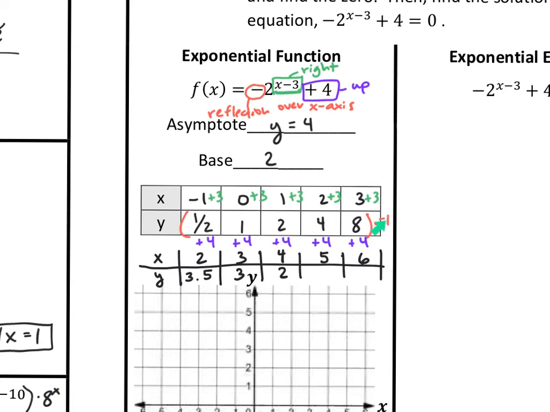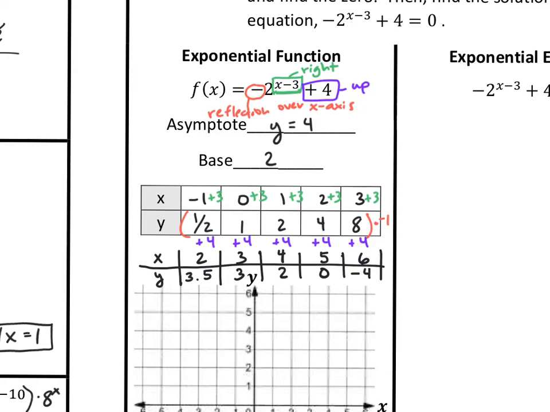What's -1 times 4? It's -4. What's -4 plus 4? 0. 0, right? One more. What's negative 1 times 8? Negative 1 times 8 is negative 8. What's negative 8 plus 4? Negative 4.